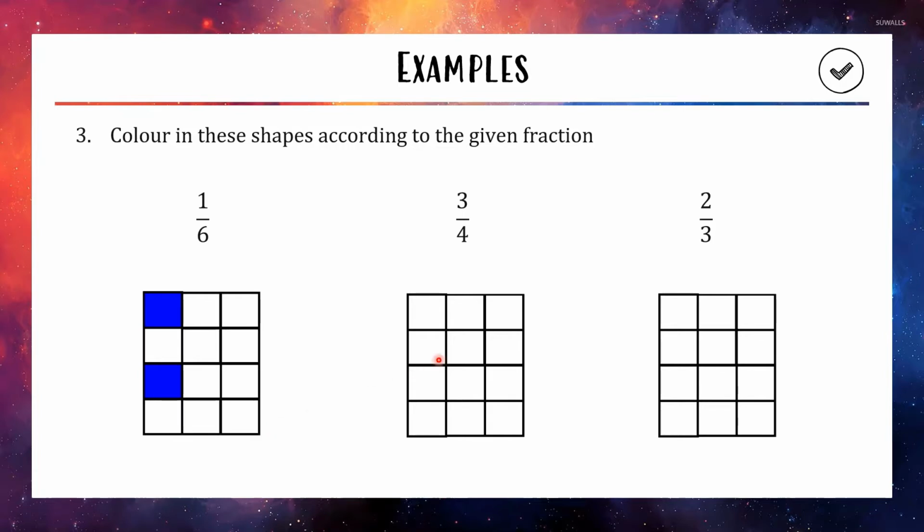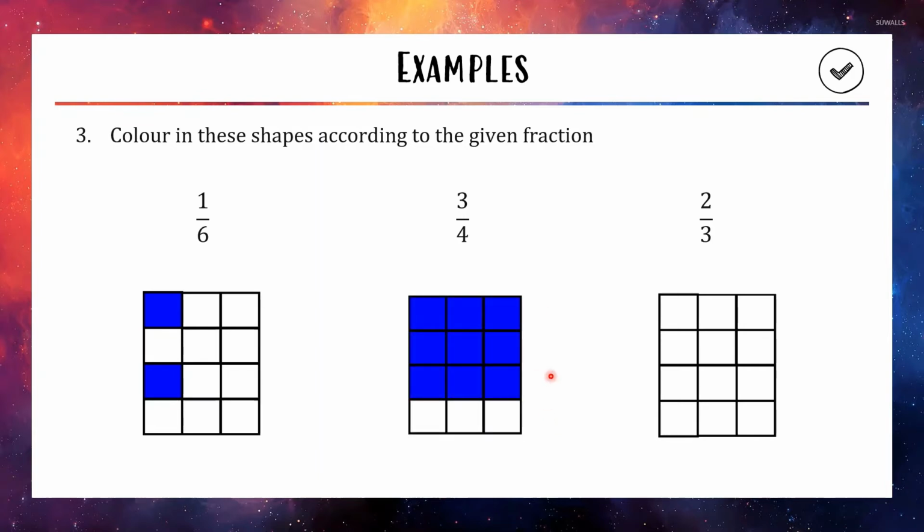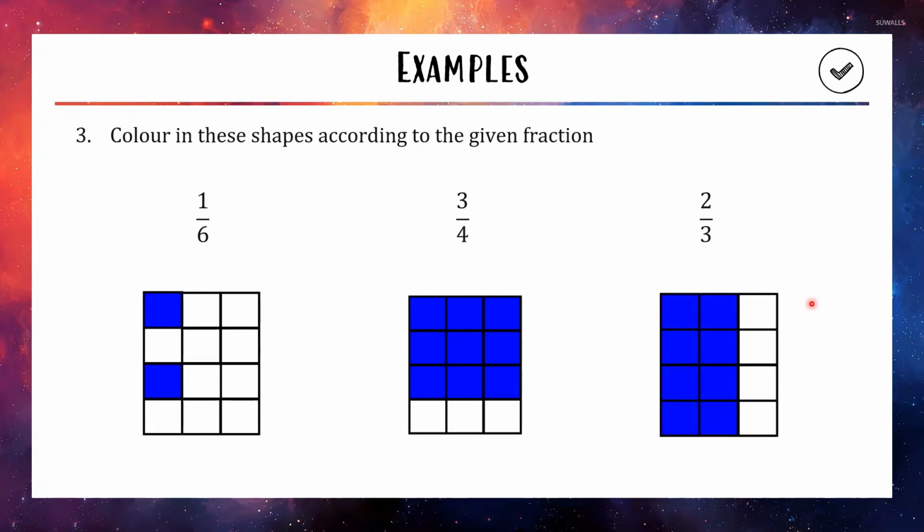For the middle one, 3/4, luckily we have 1, 2, 3, 4 rows. So we can just color in 3 of them and then we have 3/4 filled in. So what we're seeing here is that 9 out of 12 is the same thing as 3 out of 4. Okay, and for the last one, 2 out of 3, conveniently we have 3 columns, so 3 vertical columns. So if we just color in 2 of them, we can easily do 2/3, and we can see that 8 out of 12 is equal to 2 out of 3, sorry.